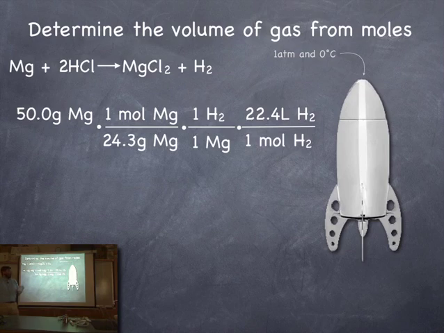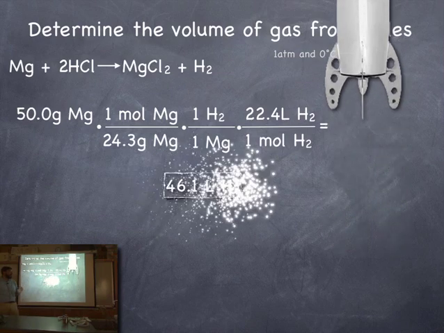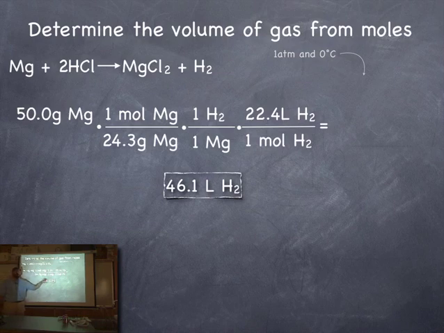So, we can go through here, we can calculate this, we can find out that when we press the button and the rocket launches off, we get 46.1 liters of hydrogen produced. This is stoichiometry with gases. If you're at STP, you can use this trick. If you're not at STP, you solve for moles and use the ideal gas law, PV equals nRT.